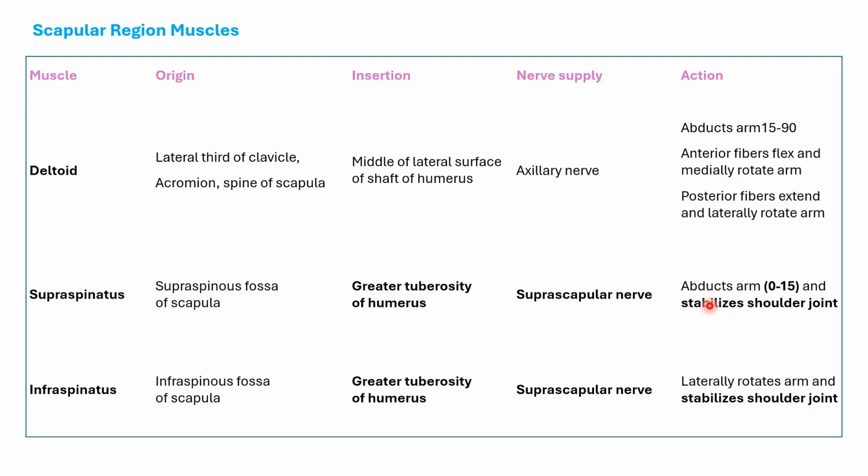Supraspinatus is involved in abducting the arm 0 to 15 degrees. Actually, supraspinatus is the muscle that initiates abduction, and it also helps stabilize the shoulder joint. Infraspinatus laterally rotates the arm and also helps stabilize the shoulder joint. These two muscles, supraspinatus and infraspinatus, are rotator cuff muscles, so they are involved in stabilizing the shoulder joint.